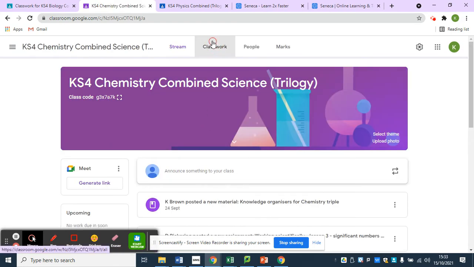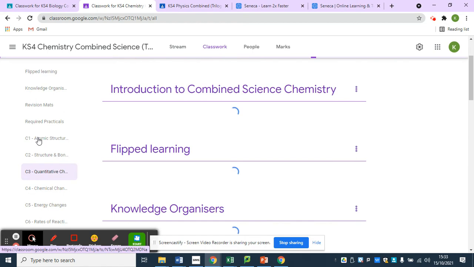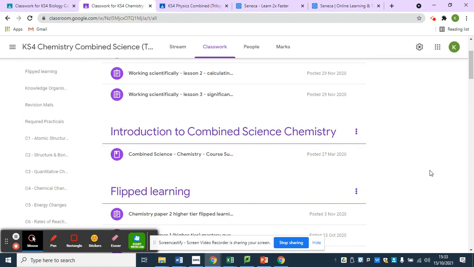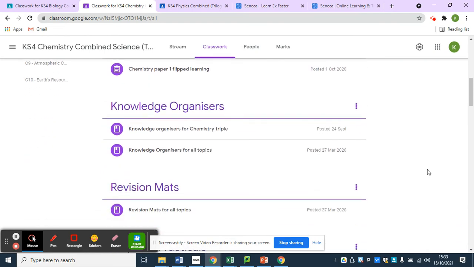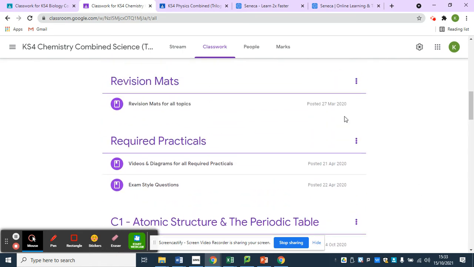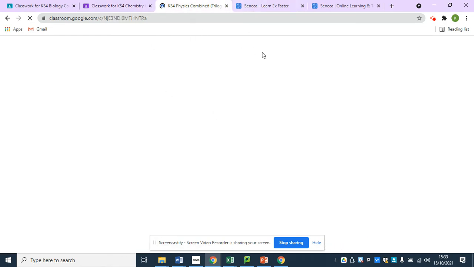So this is the chemistry one. Again, split up by topic. And also you've got your knowledge organisers, your working scientifically, and your revision maths and required practicals. So there's a lot of information and resources available there.